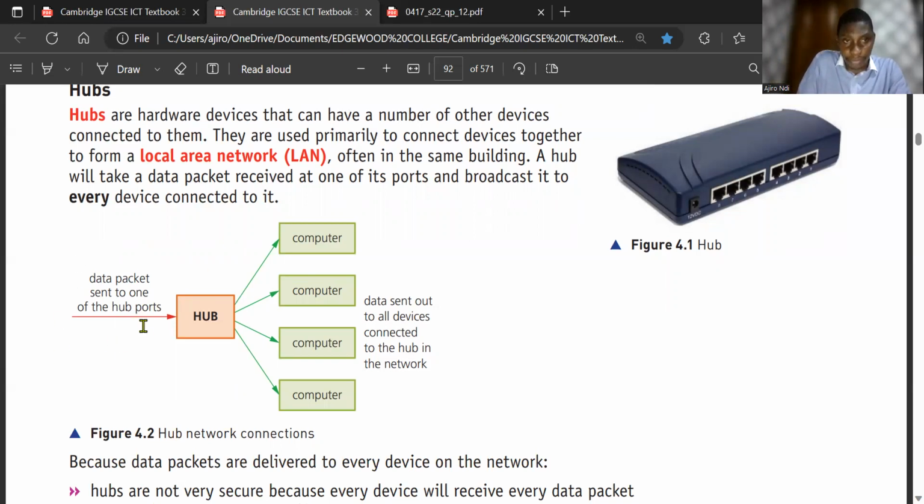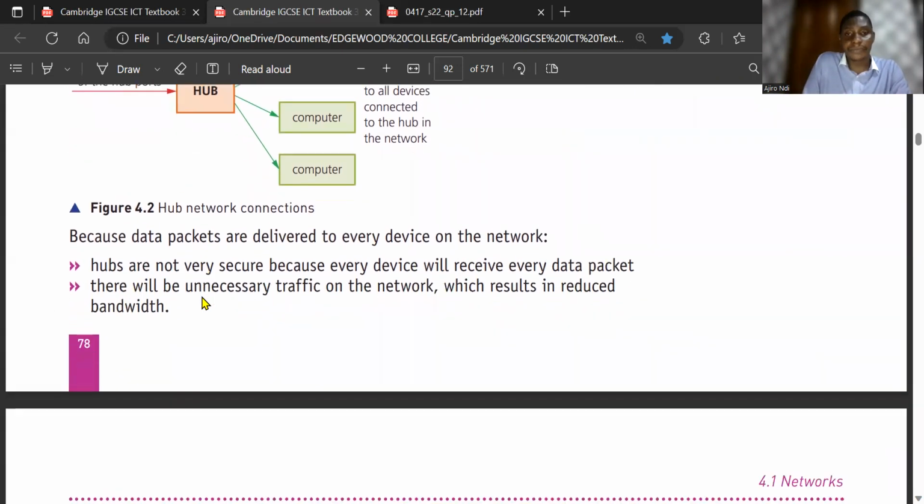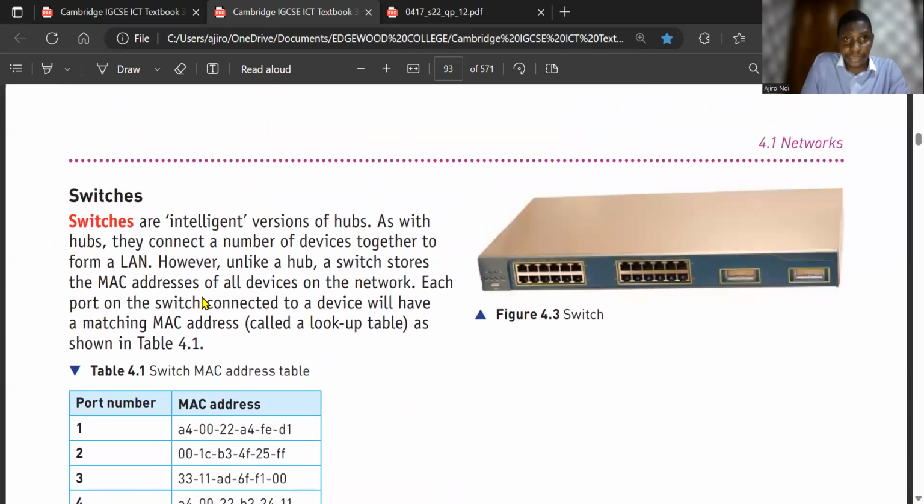Now, when data comes to one of the hub ports, it is going to send it out to every device connected to this hub. So the data is sent out to all devices connected to the hub in the network. But unlike the hub, the switch is an intelligent, smart version of the hub. The one we have is Cisco.